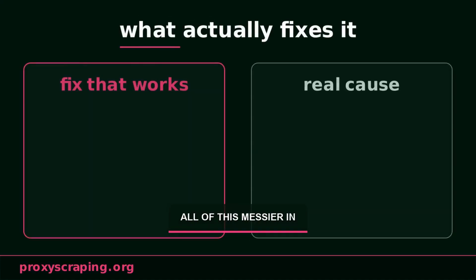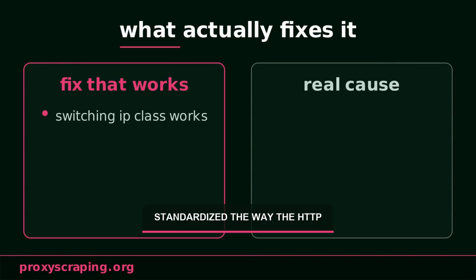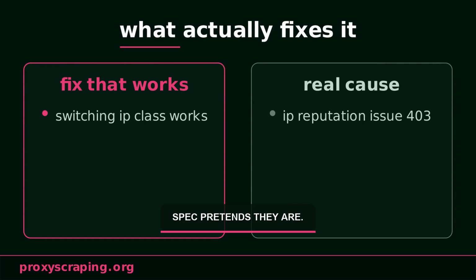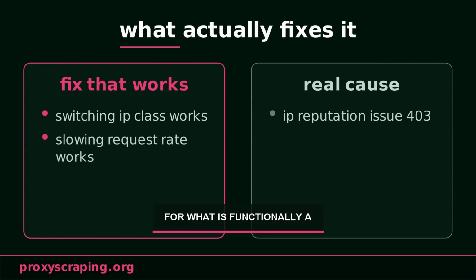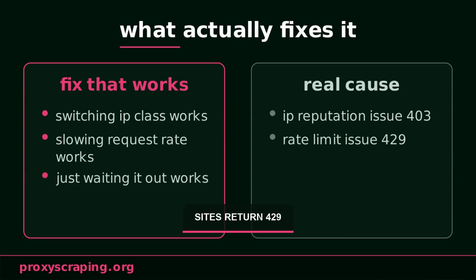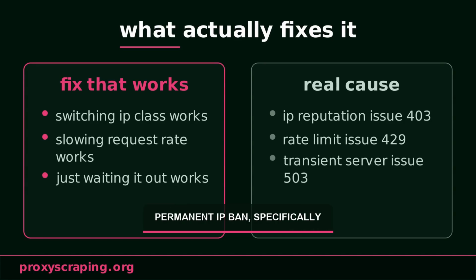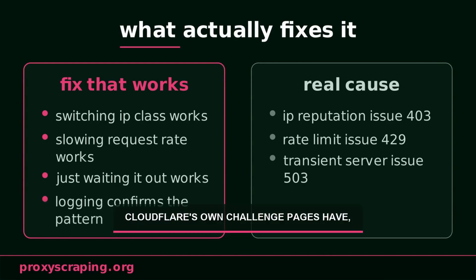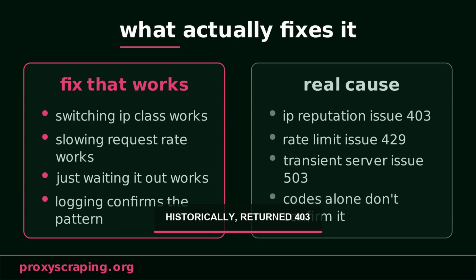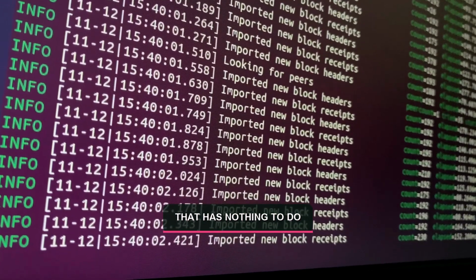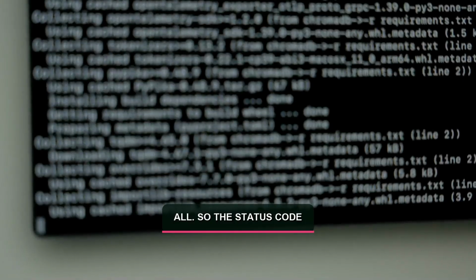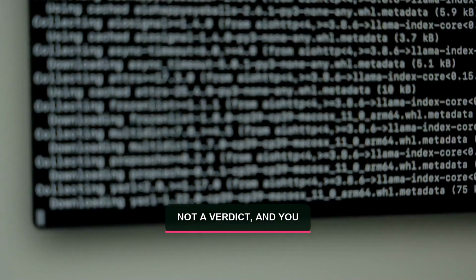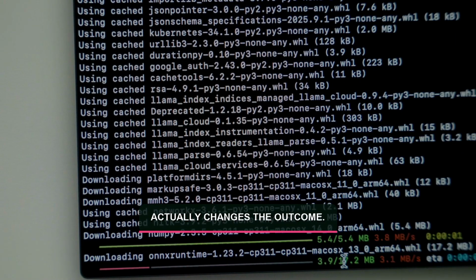Here's the part that makes all of this messier in practice. None of these codes are standardized the way the HTTP spec pretends they are. Plenty of sites return 403 for what is functionally a rate limit, because they don't want to leak how their rate limiting actually works to whoever's poking at it. Other sites return 429 for what is really a permanent IP ban, specifically to avoid tipping off a scraper that the block is never going to lift. Cloudflare's own challenge pages have historically returned 403 for a failed JS challenge that has nothing to do with the IP's reputation at all. So the status code is a starting hypothesis, not a verdict, and you confirm it by watching what actually changes the outcome.